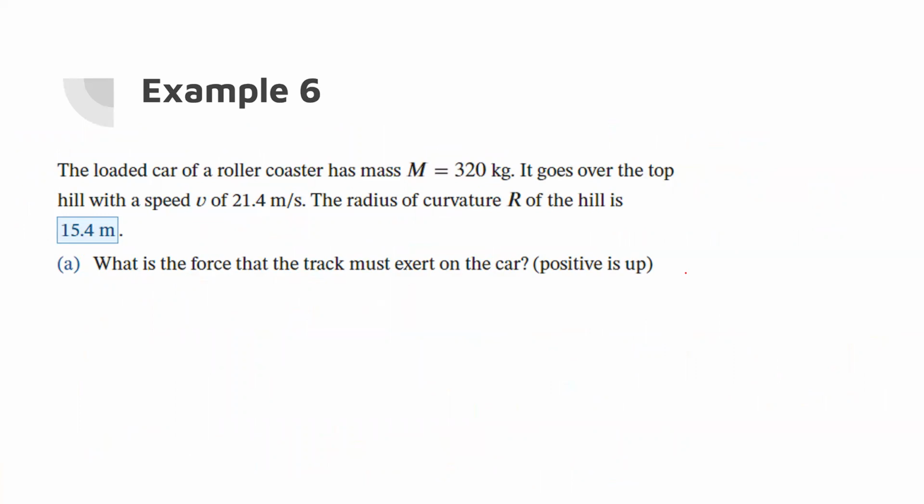This is a problem that I don't think we've really done a whole lot of in this class, at least not in this semester. It says we have a loaded car. A roller coaster has a mass of 320 kilograms. It goes over the top of a hill with a speed of v equals 21.4 meters per second. The radius of curvature r of the hill is 15.4 meters. What is the force that the track must exert on the car? Positive is up.